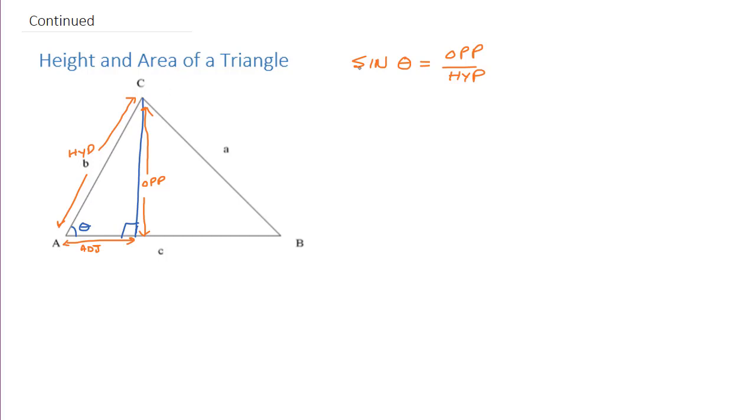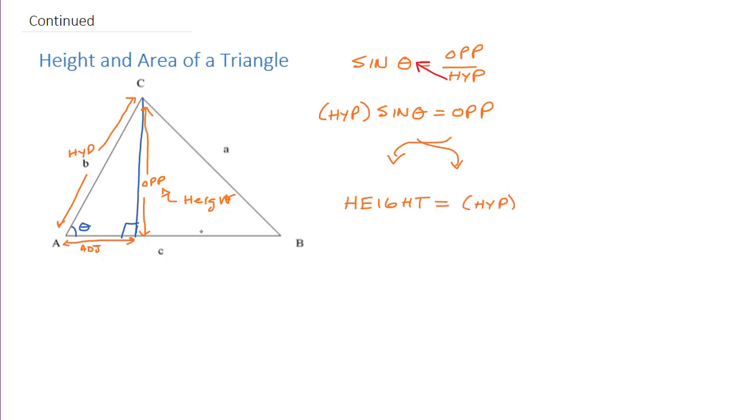Now, since the opposite here is my height, I want to isolate that because that's what I'm solving for. So all I got to do is multiply both sides by the hypotenuse. So just a quick cross product, let's multiply that. In other words, the hypotenuse, I'll just write hype in brackets, times sine of an angle is equal to the opposite. So that's our formula. Let me just flip it around here. Instead of calling it opposite, I'm going to call it height. So height is equal to the hypotenuse of your triangle that's touching the angle times sine of that angle.